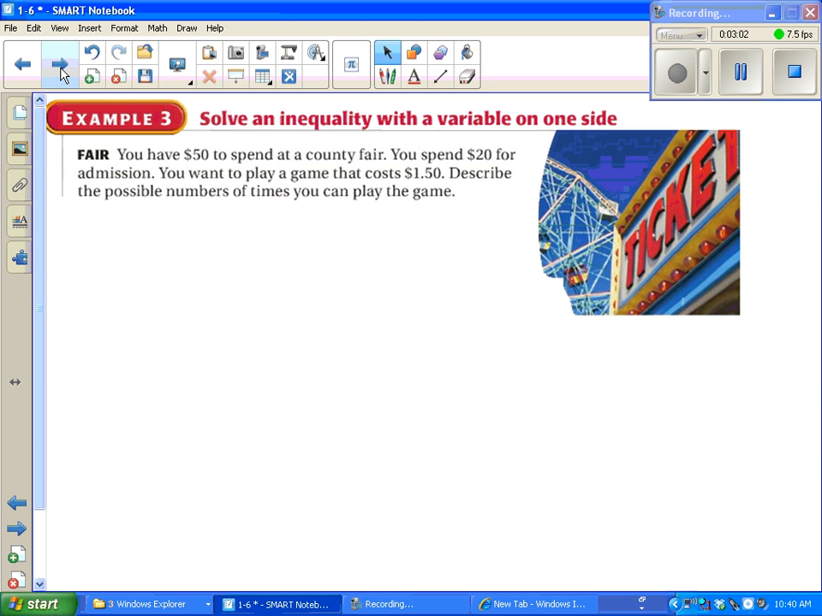Example 3, you have $50 to spend at the county fair. You have to pay $20 for admission. You want to play a game that costs $1.50 each. So we're going to find out the possible number of times we can play the game. So we set up an inequality. We know we have $50 max. So whatever we do has to be less than or equal to $50.